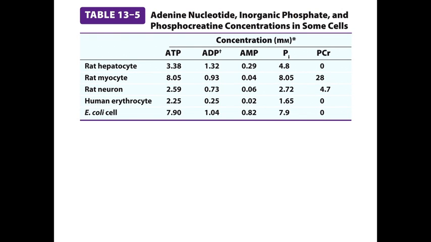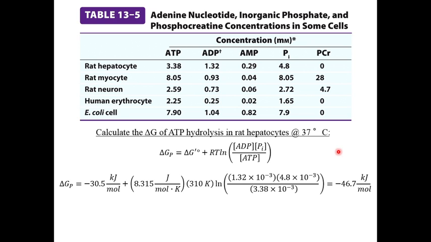Let us consider a problem here. From the data given in this table, let us calculate the delta G of ATP hydrolysis in rat hepatocytes at 37 degrees centigrade. Now, if we consider this equation, delta Gp, which is the phosphorylation potential, or the total free energy change of ATP hydrolysis, is a combination of the standard free energy change and RT ln of the concentrations of ADP, Pi, and ATP, which is shown in this expression.